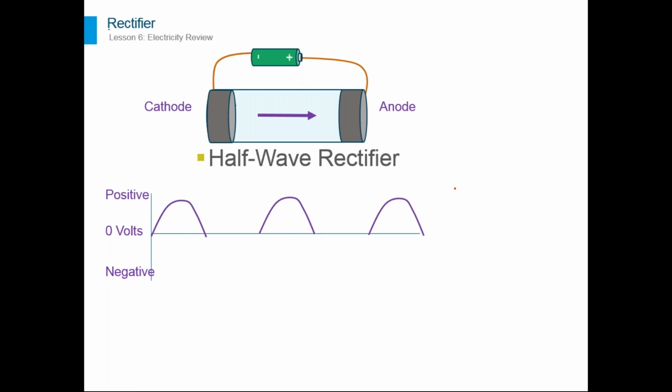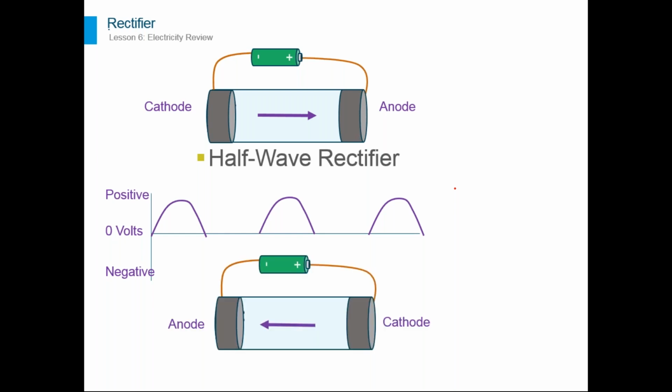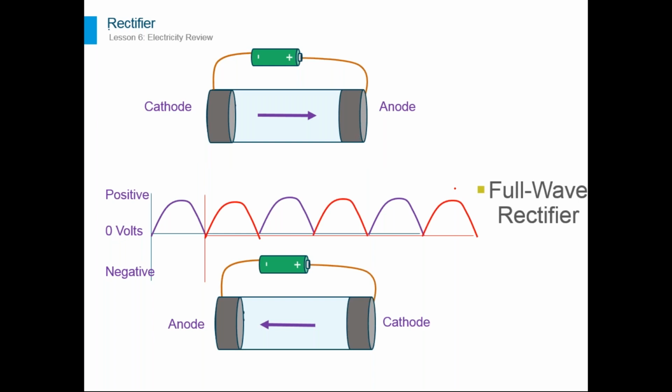Now, having those gaps in the electric current is weird, so you can also put in a second diode that goes in the opposite direction, keeping only the current that flowed in that other direction, which fills in the gaps in the current. A setup with 2 diodes like this is called a full-wave rectifier.